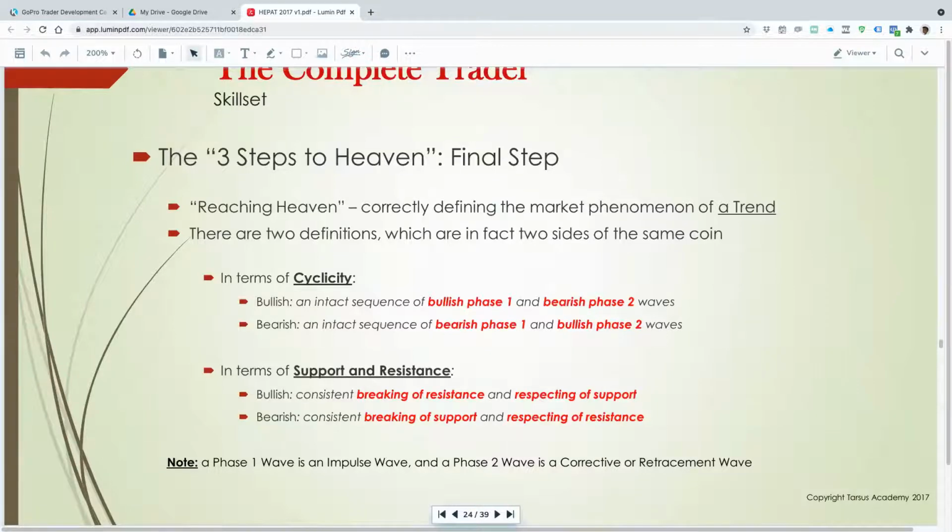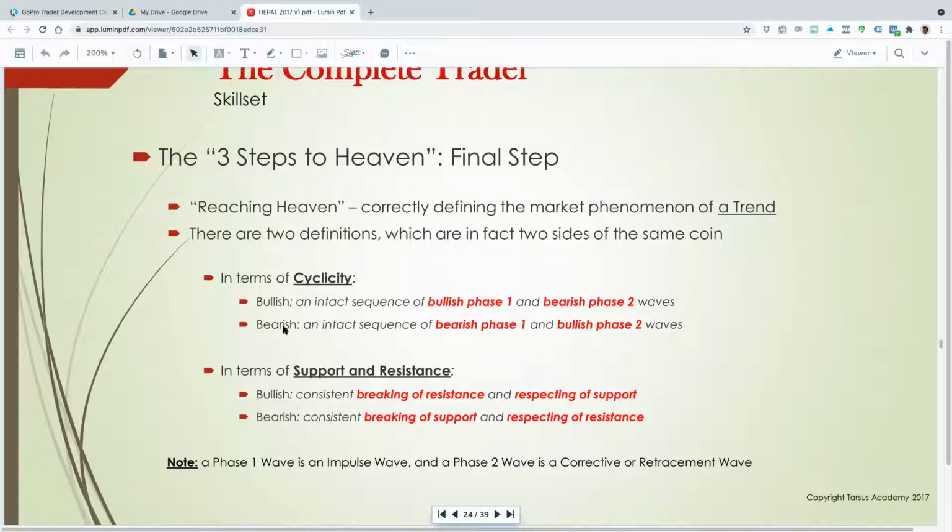we understand that a bullish trend is defined as an intact sequence of bullish phase 1 waves and bearish phase 2 waves. And here you can see how important it is to understand what a phase 1 and a phase 2 wave is, and of course, conversely, for bearish. Now, in terms of support and resistance, it's a consistent breaking of resistance and respecting of support for a bullish trend, and conversely for bearish, a consistent breaking of support and respecting of resistance.